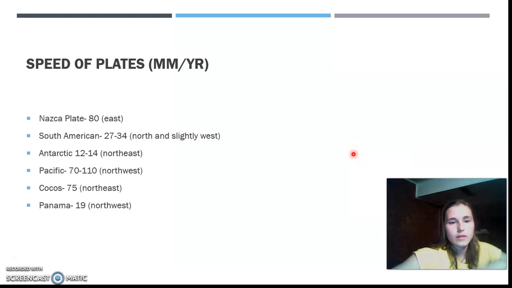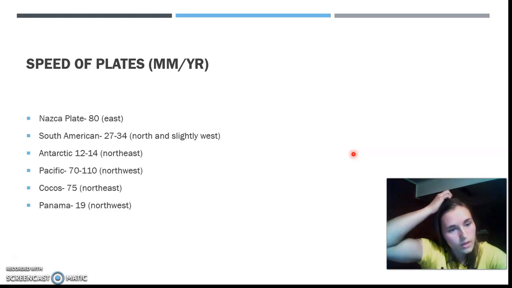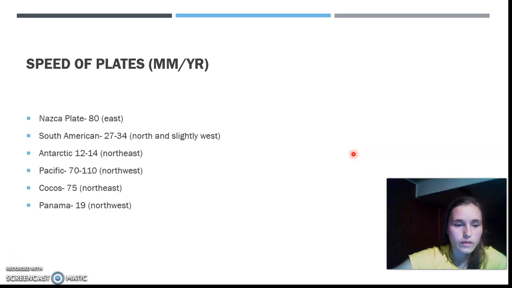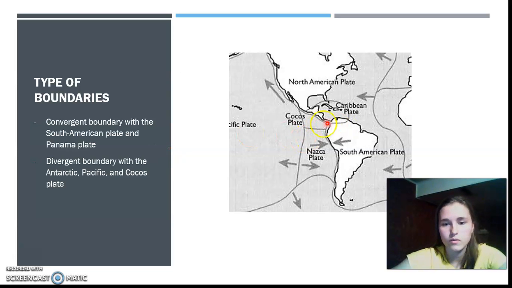Alright, the speed that the plates are going in millimeters per year. So I also put the direction they're moving. So the Nazca plate is moving east and the South American plate is moving north and slightly west. So as you can see, if the Nazca plate is moving eastward, so that would be this way, and this South American is moving westward, they're moving towards each other, convergent.